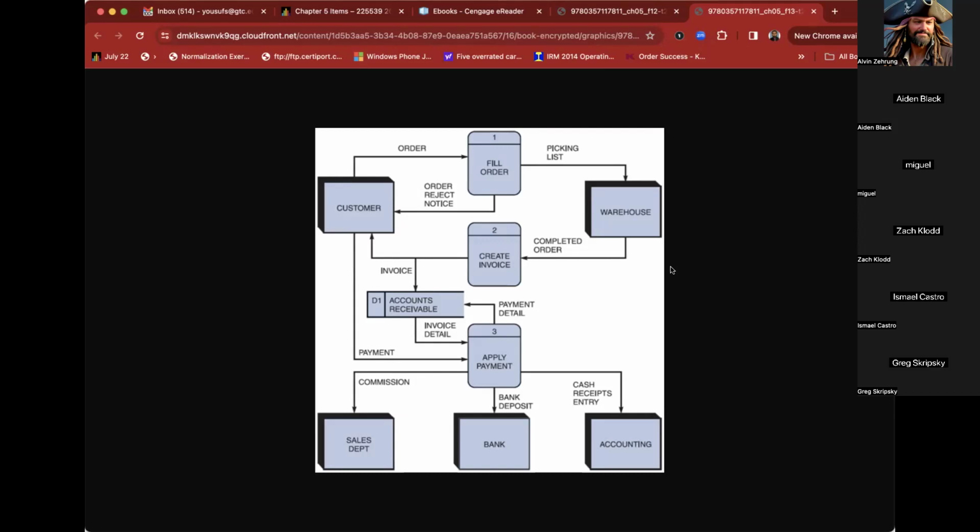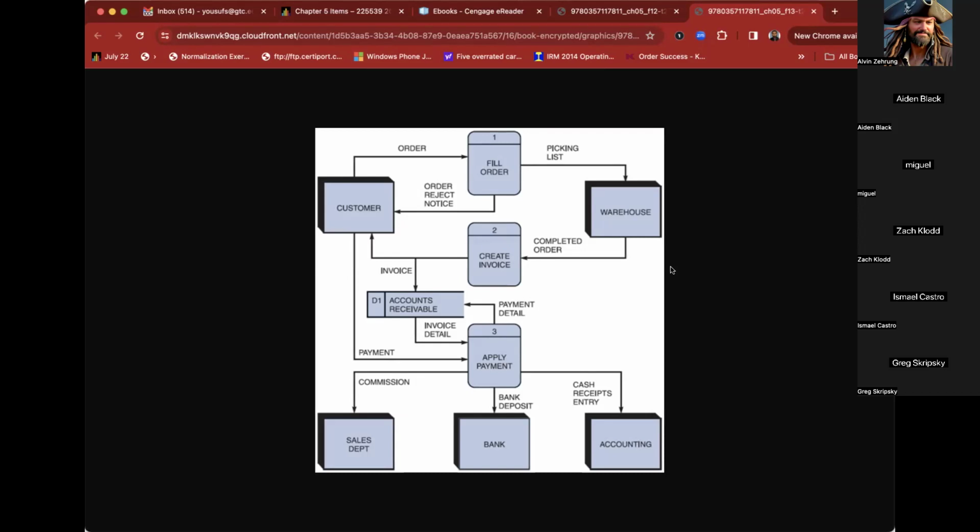One feeds in, another gets something out of it. Create invoice is also the same way. One external entity feeds in, another one takes out. And then there's a diverging arrow. When create invoice sends the invoice to the customer, it also sends the information to a data store called accounts receivable.